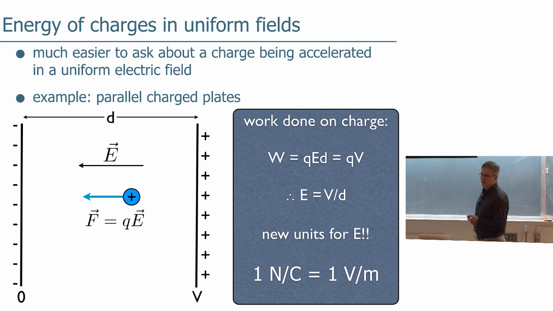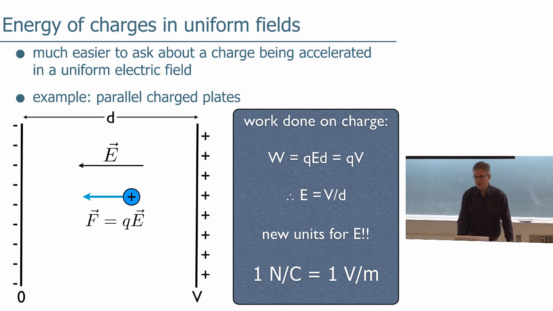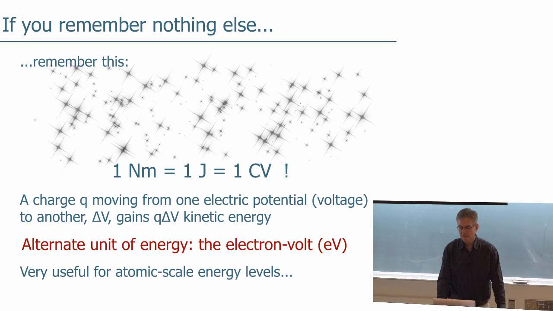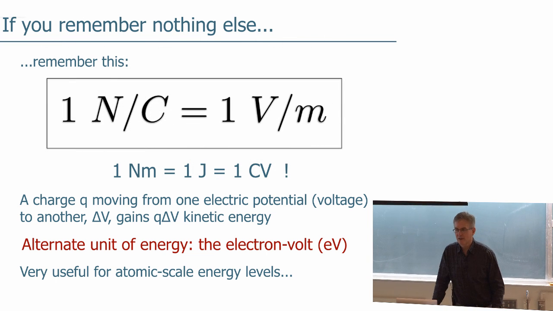But wait, didn't we say that our units of electric field were joules per coulomb way back when? Or newtons per coulomb, right? It's force per unit charge, right? That was the electric field. Now we have new units for the electric field of volts per unit distance. So 1 Newton per coulomb, as a matter of fact, turns out to be 1 volt per meter. Now, if you don't remember anything else in this lecture about the units and stuff, remember this. 1 Newton per coulomb is 1 volt per meter, so I put it in giant type there.